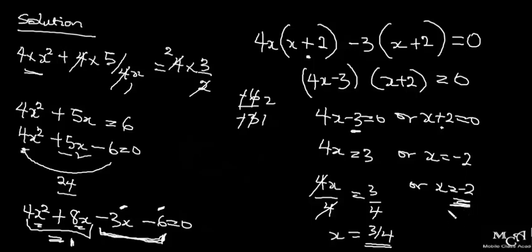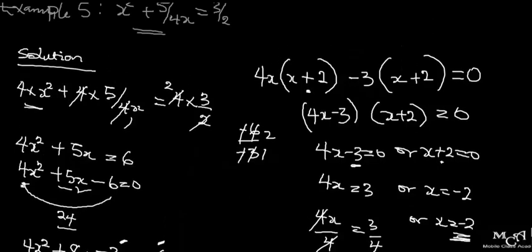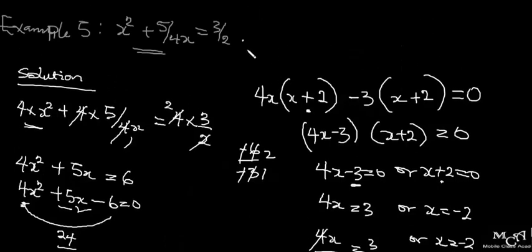So that is the solution to the question of example 5. So our x equals 3 over 4 or x equals minus 2. Now let's look at another example. I want us to walk through as many examples as possible so that we have in-depth knowledge of this topic, especially factorization. So that's why I'm taking time to walk you through all the examples that are available to me. So let's look at example 6.